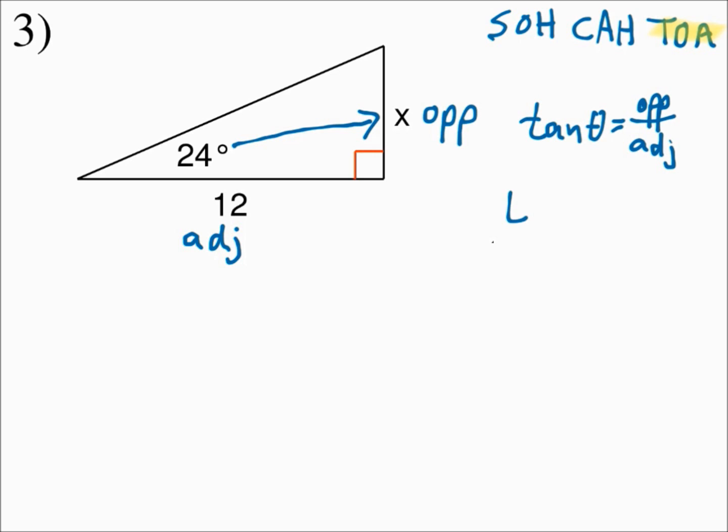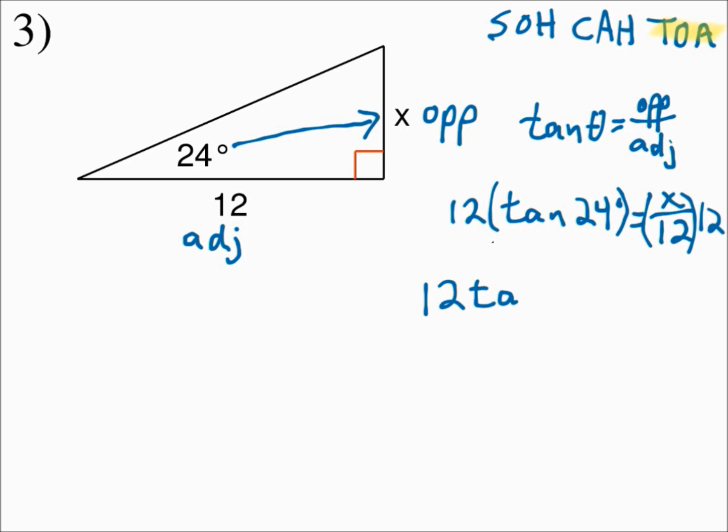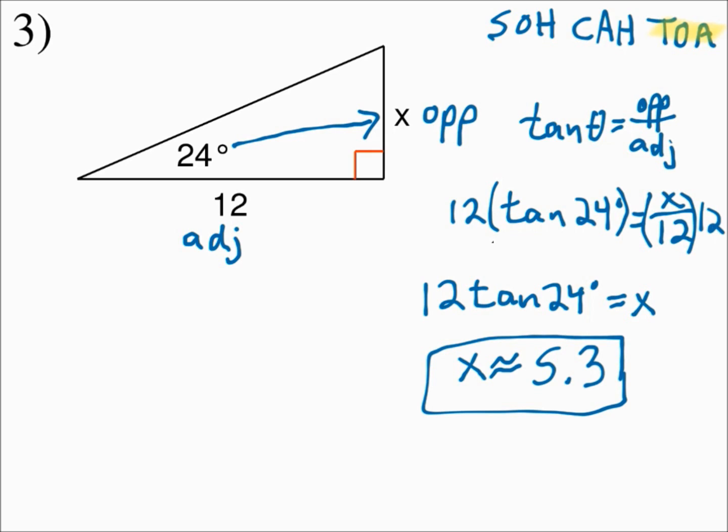Substitute in. Theta is 24 degrees, opposite is x, and adjacent is 12. Solve for x. Since that's x divided by 12, do the opposite and multiply both sides by 12. On the left, that gives you 12 times the tangent of 24 degrees, and on the right, the 12s cancel out, leaving x. When you punch that in your calculator, x is approximately 5.3.